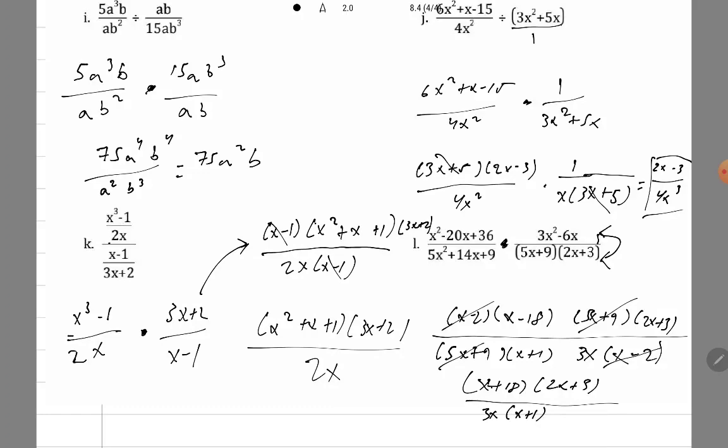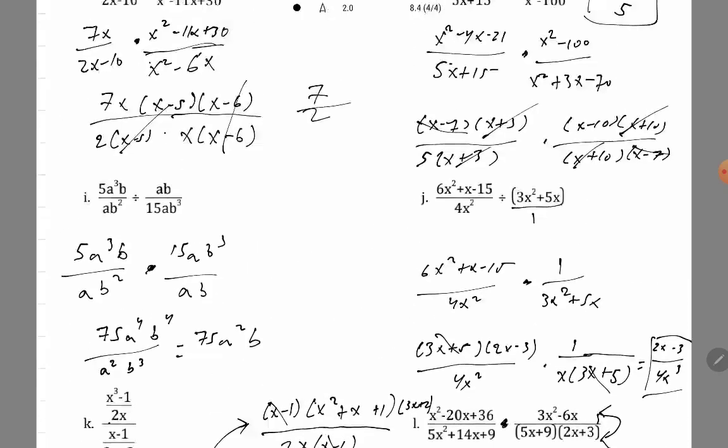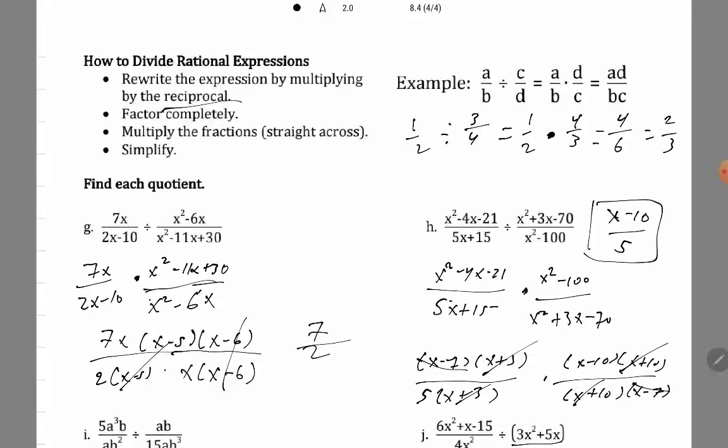Okay. And that is it for today. We simplified, we multiplied, and divided rational expressions. Basically, the 3 steps, if you're simplifying, just factor everything and then simplify. If you're dividing fractions, make sure to change division to multiplication, and then flip the second fraction.